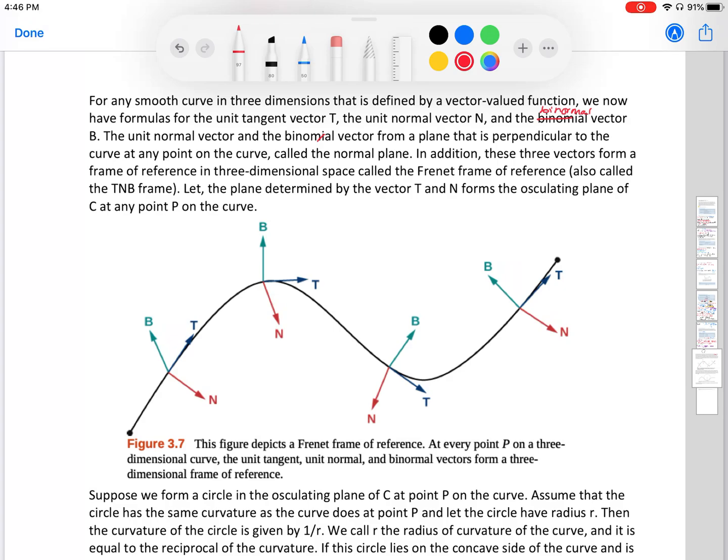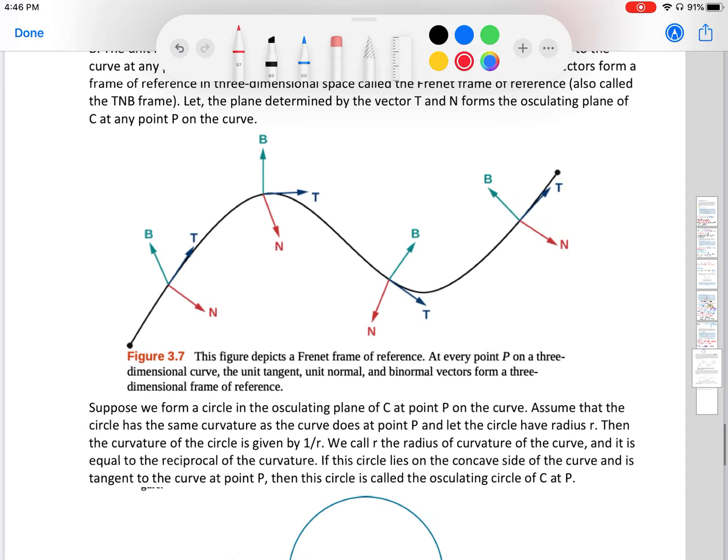Let the plane determined by the vectors T and N be called the osculating plane of C at any point P on the curve. So here it shows the vectors we just learned of. Last section we learned the tangent vector, and this section we learned about the normal and binormal and how they behave. Because we had a circle, the binormal vector was always pointing inside, but that can change and it will vary based on the figure we're drawing.